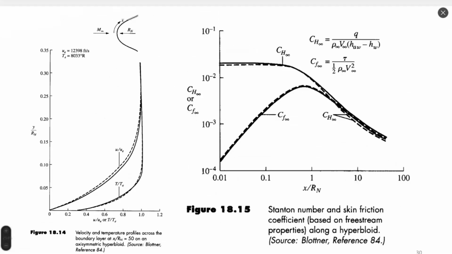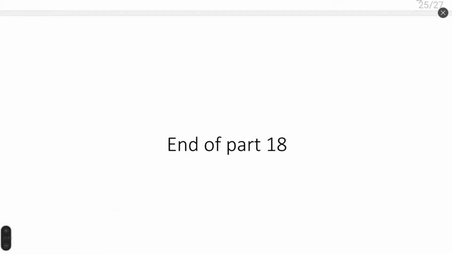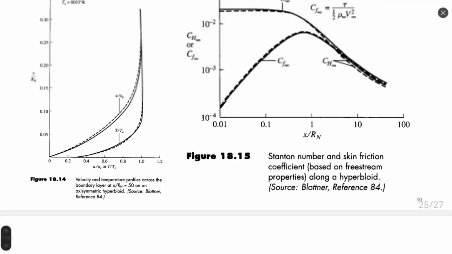Okay, some solutions showing standard number, skin friction coefficient for specific body called hyperboloid. It's just an example of application of these flow equations that allows to obtain a thermal boundary layer and velocity boundary layer by different methods, including this numerical simulation. And that's the end of part 18.